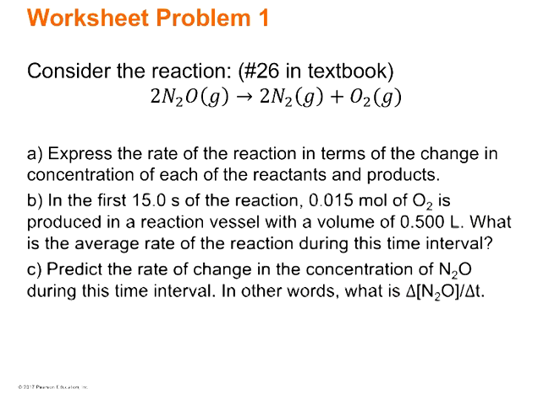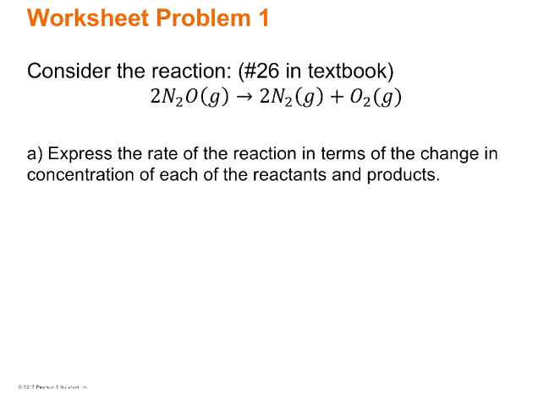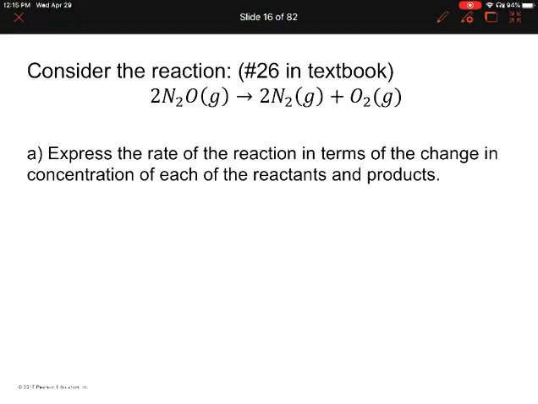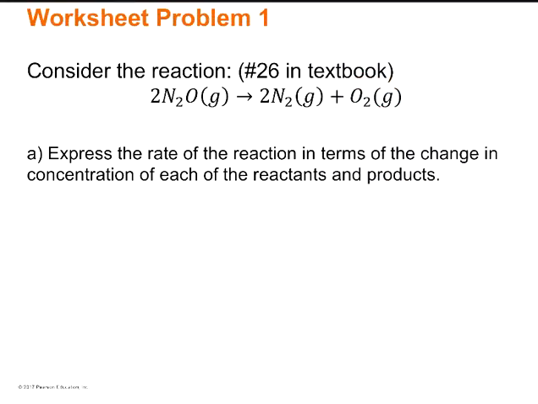So this will be pretty similar to our previous example problem, but we're just going to have to calculate the concentration based on the number of moles and the volume. And then in C, predict the rate of change in the concentration of N2O during this time interval. All right, so let's start with A. And again, we're asked to express the rate of the reaction in terms of the change in concentration of each of the reactants and products.